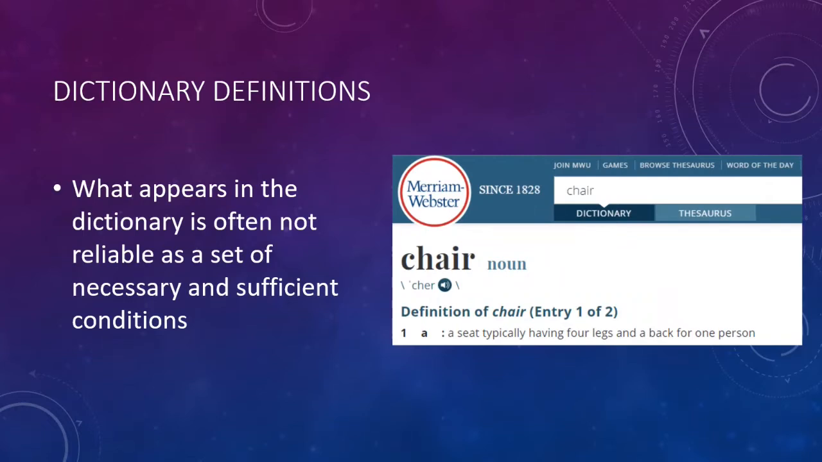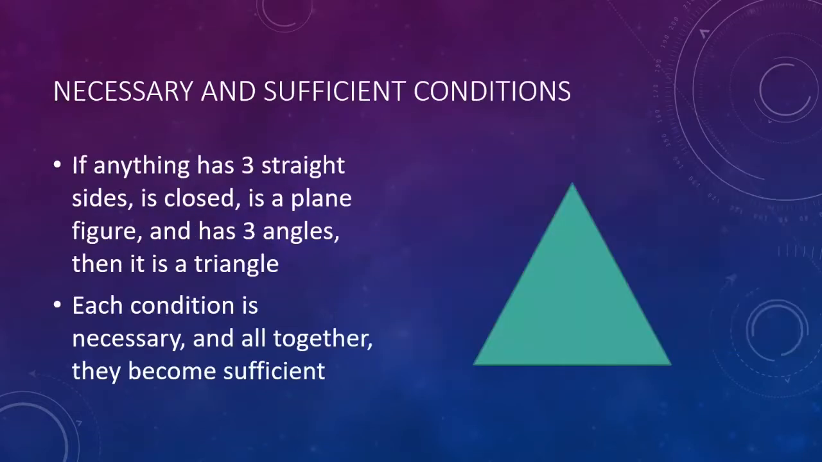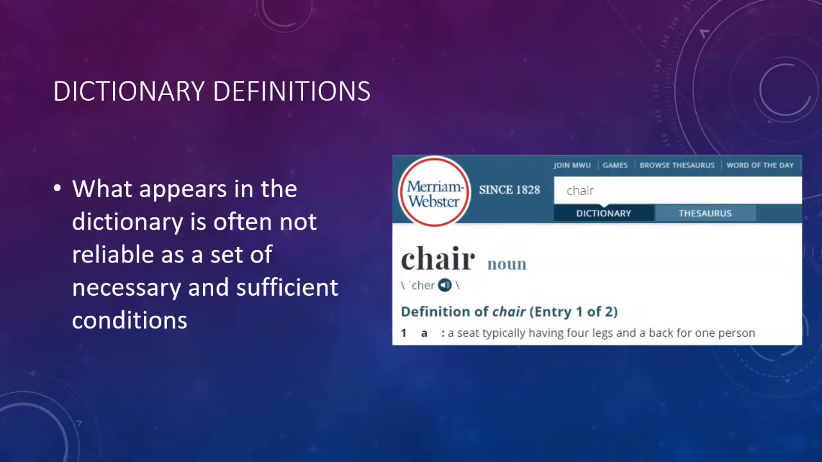Actually, it drives me insane that people go to the dictionary for definitions, because it doesn't give you necessary and sufficient conditions. The people who write the dictionary don't have some magic window into the structure of concepts that all the rest of us lack. They're doing their best, but a seat typically having 4 legs and a back for one person, that's pretty good, and it gets most of the things that you're interested in chairs, right?